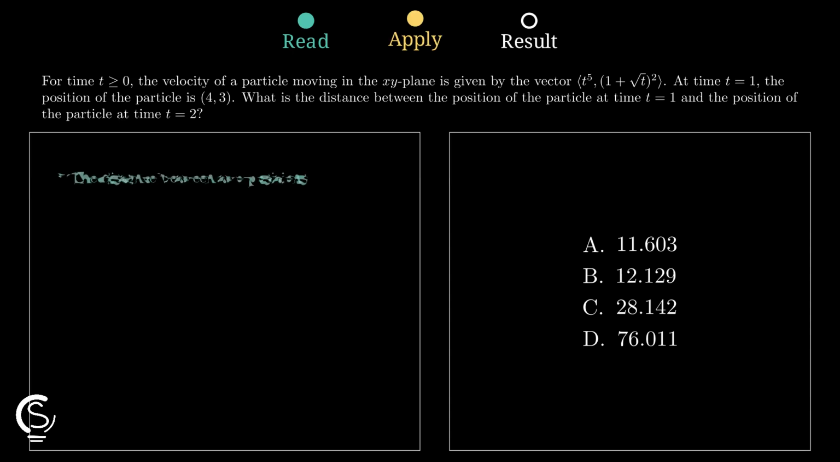Next, we find the vertical displacement by integrating the y velocity component. Evaluate the integral of 1 plus the square root of t squared from 1 to 2 for the y change.